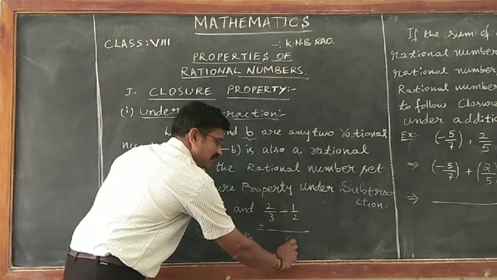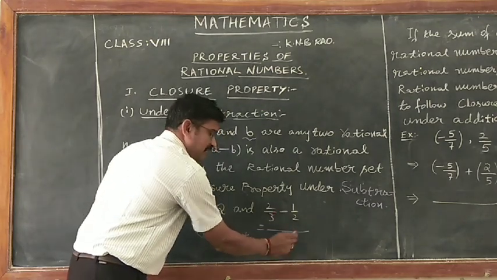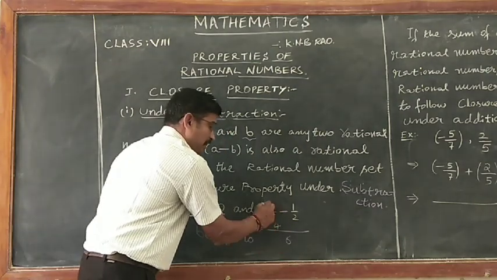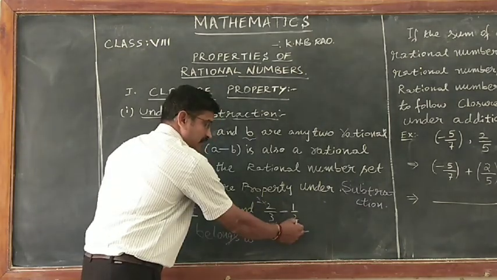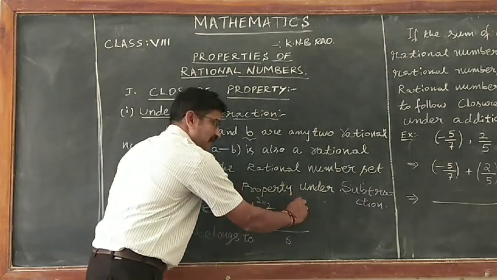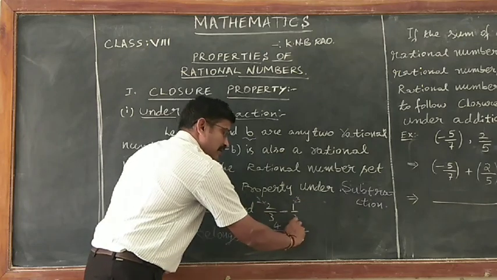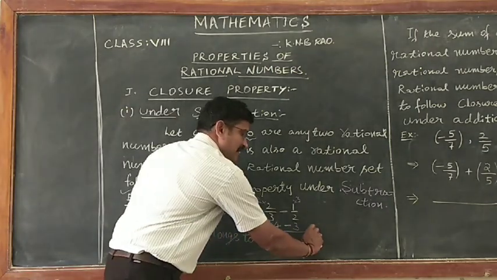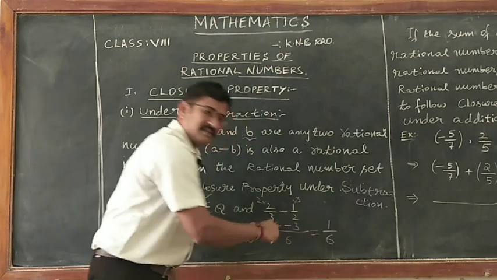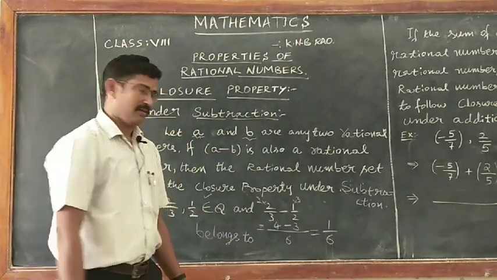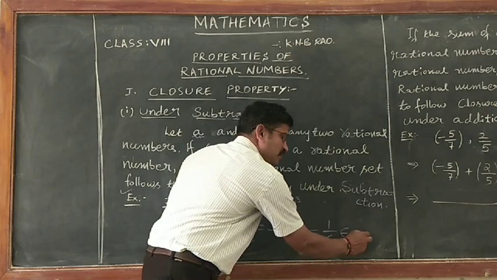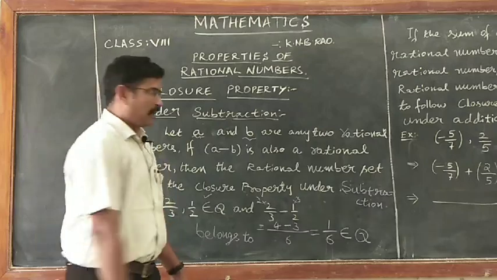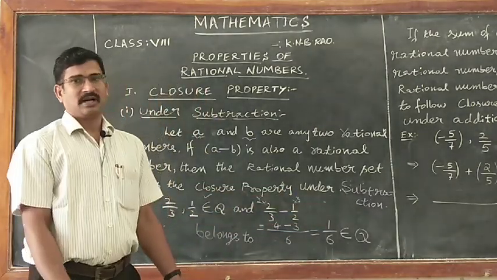Here, the LCM is 6. 3 in 6 goes 2 times, that 2 multiplied here gives 4. 2 in 6 goes 3 times, that 3 multiplied here gives 3. So, the operation between them is 4 minus 3, which equals 1 upon 6. Is this again a rational number? Yes, it is again a rational number. So, using the same epsilon symbol, which is nothing but belongs to, 1 by 6 also belongs to the rational number set.